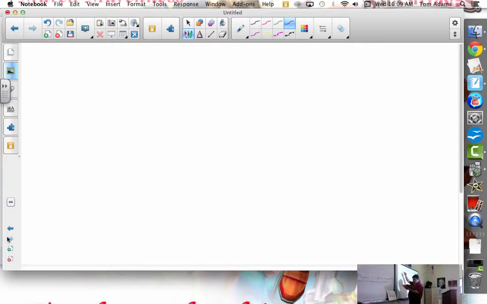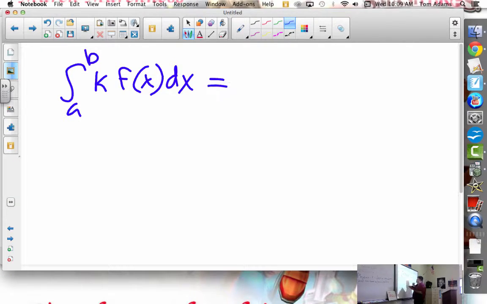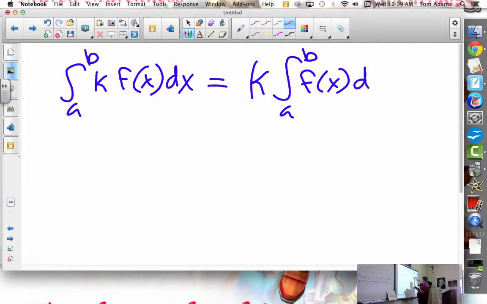All right, so let's do another one. What do you guys think this is? I just did this for problem number 25. If k is some constant, like it's a number, you can throw it in the front. Toss it to the front. Very good. Someone was paying attention. Toss it to the front.